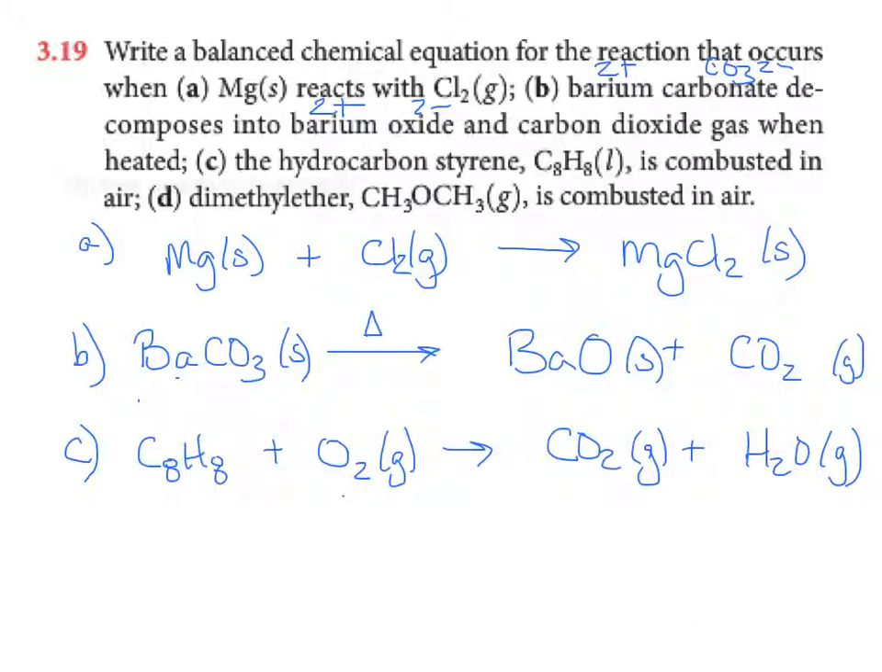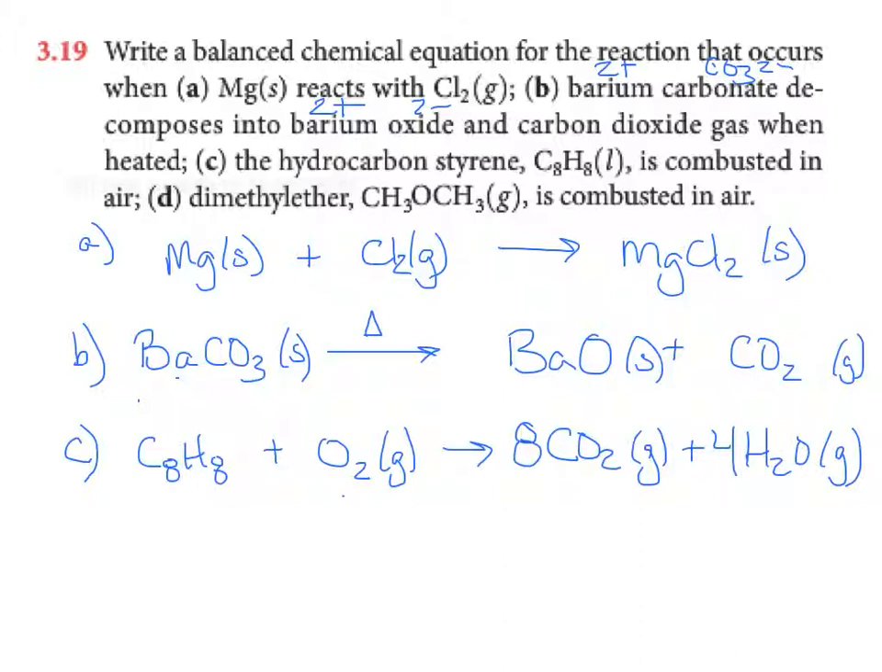So in terms of fixing the carbons, if I have 8 on the reactant side, I need 8 on the product side. Now I'm going to fix the hydrogens. I have 8 on the reactant side. How do I get 8 on the product side? I need 4 waters.